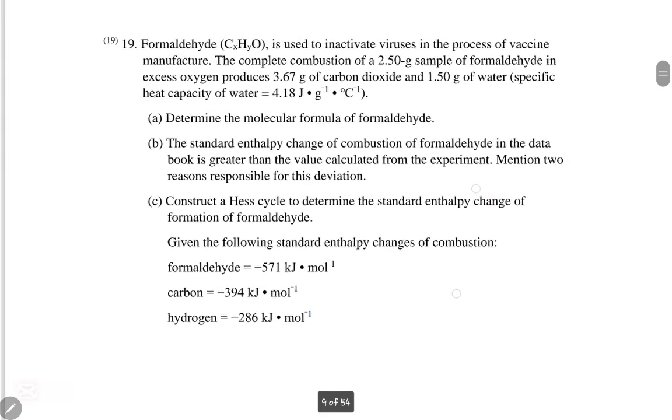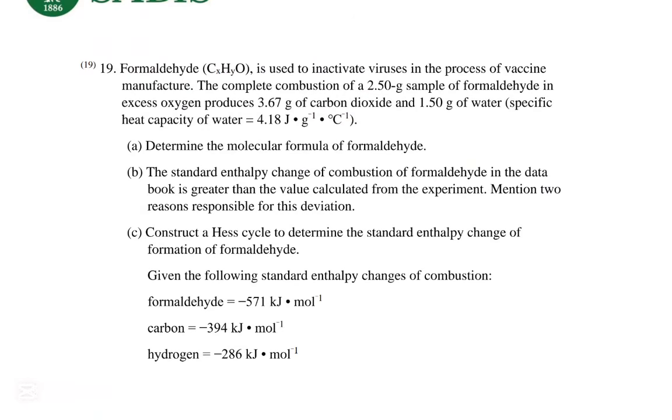Anyways, let's move on to question number 19. What does it say? It says formaldehyde, CxHyO, is used to inactivate viruses in the process of vaccine manufacturing. The complete combustion of a 2.50 gram sample of formaldehyde in excess oxygen produces 3.67 grams of carbon dioxide and 1.50 grams of water.